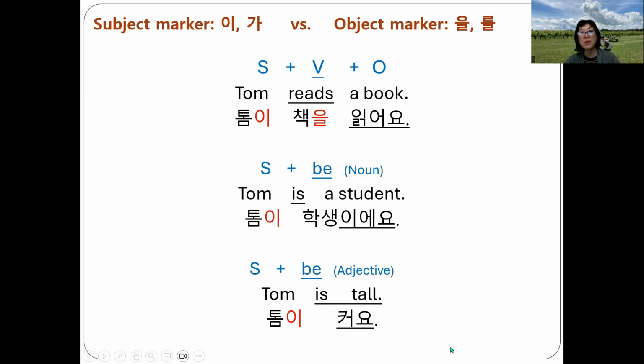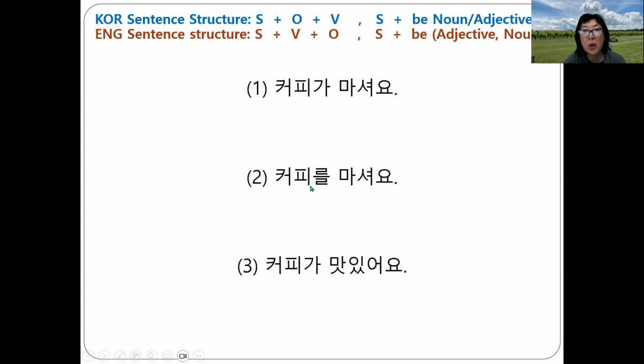Then let's revisit the first three sentences. 커피가 마셔요. 커피를 마셔요. 커피가 맛있어요. Let's look at the particles. After coffee, there is 가. It means 가 is a subject indicator, right? So coffee is a subject and should be placed here. And 마셔요 is drinks. So after coffee, add drinks. Coffee drinks. Does it make sense? No, not at all, right?